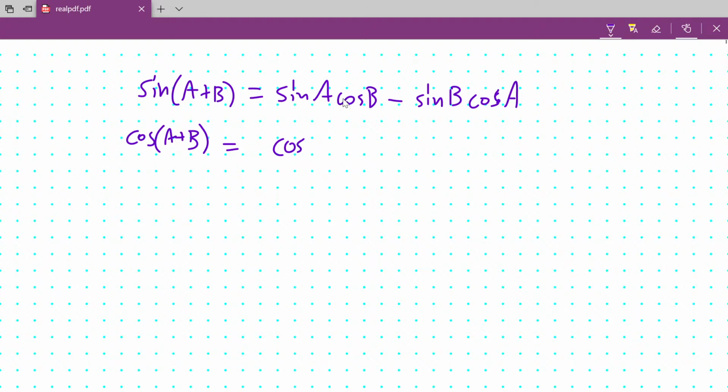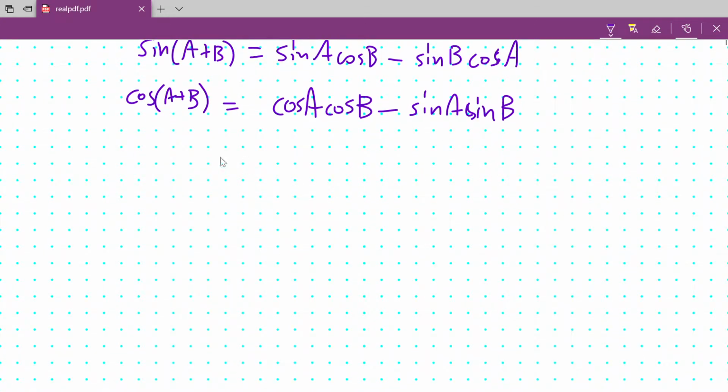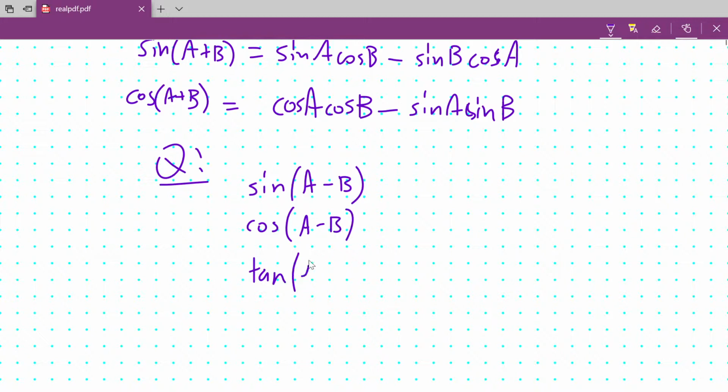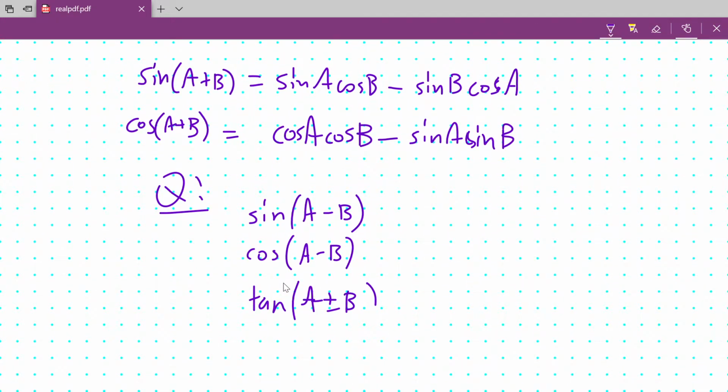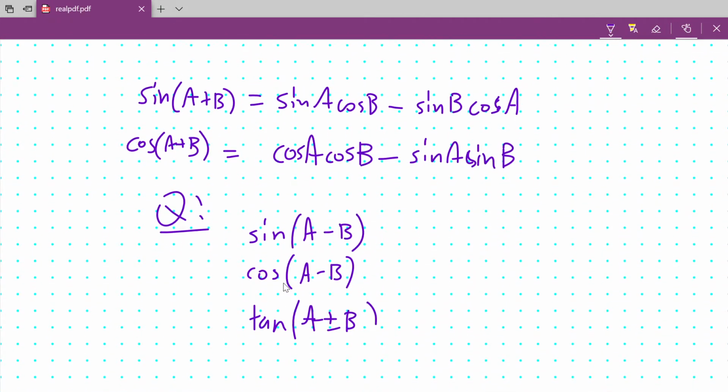So you have sine A plus B is sine A cos B plus sine B cos A. And then cos A plus B, you have cos A cos B minus sine A sine B. Now, our goal today is to find identities for sine A minus B, cos A minus B, and tan A plus or minus B. Because using these two, you can figure out this one. And I'll just leave that hanging for you guys to think about how we're going to go about doing this. But first, I'm going to establish some things about the sine and cosine functions.